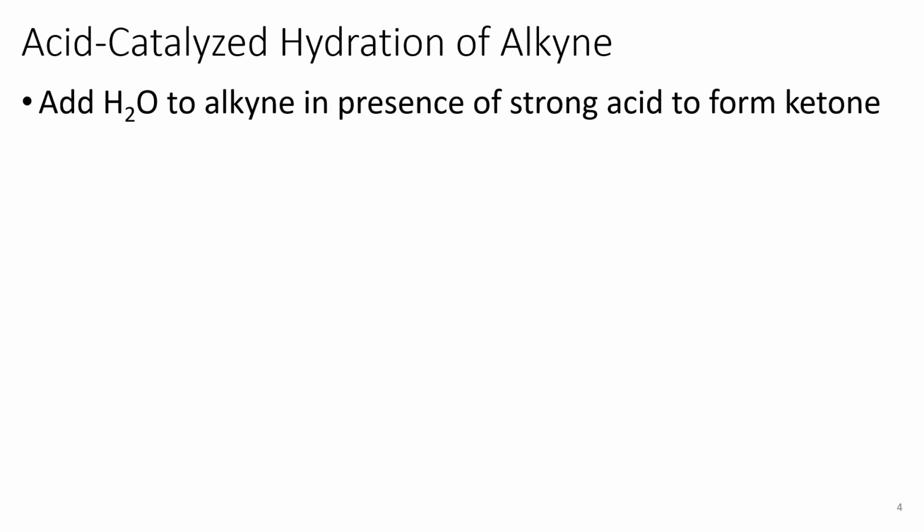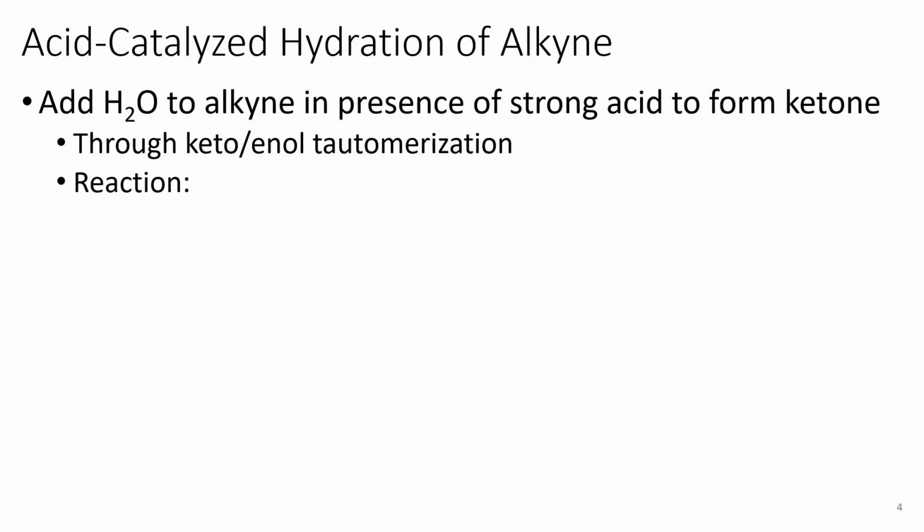We can also look at the acid catalyzed hydration of the alkyne. So this is where we're going to add water to the alkyne in the presence of a strong acid. And this time we will end up forming a ketone. We form a ketone through the keto-enol tautomerization. So we will initially add the alcohol, but that alcohol is going to be on the double bond carbon, so it will be an enol. So that enol will undergo tautomerization to produce the more stable ketone. So the final product of this hydration is going to be the ketone for us.